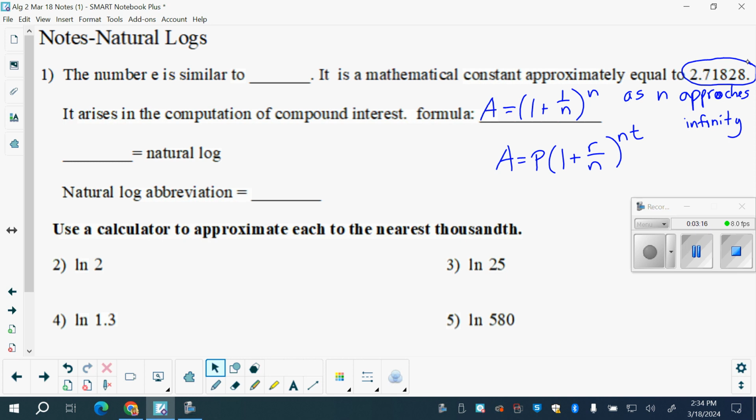So the number e is similar to pi in that it goes on forever, and it's a constant approximately equal to 2.71828, and so it arises in the computation of compound interest. It is actually a button on your calculator. I write it in cursive just because it's easier. It's an LN. If you look on your calculator, there's an LN. That is the natural log button. So it represents a log with a base of e.